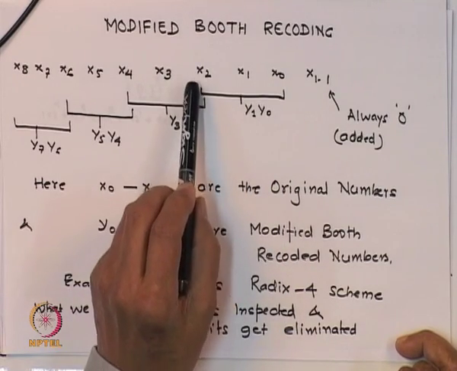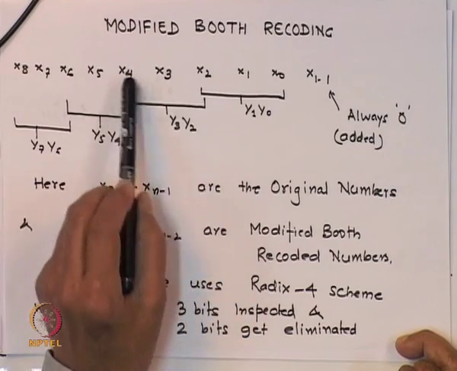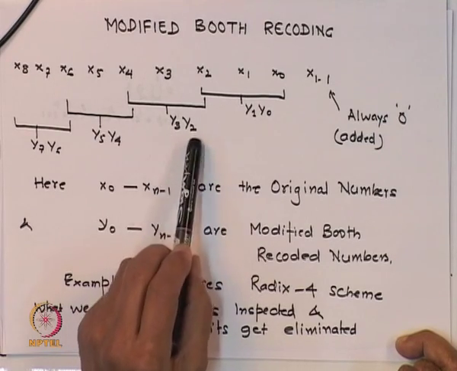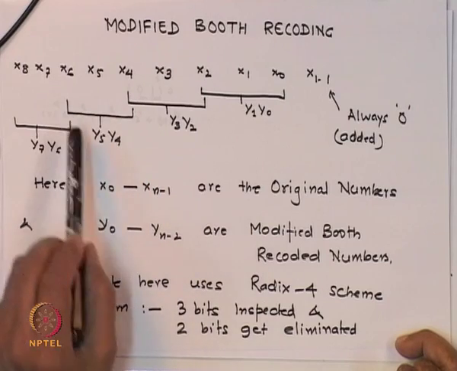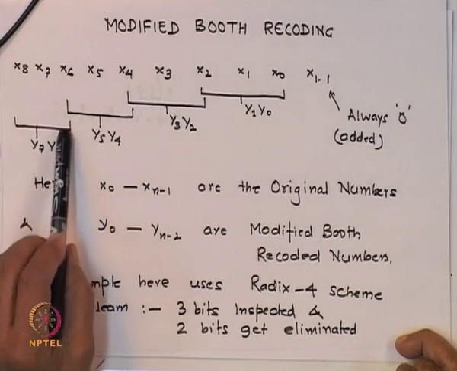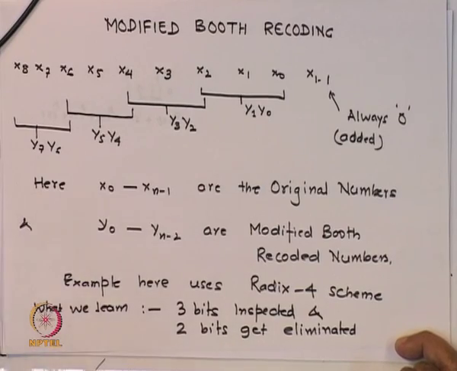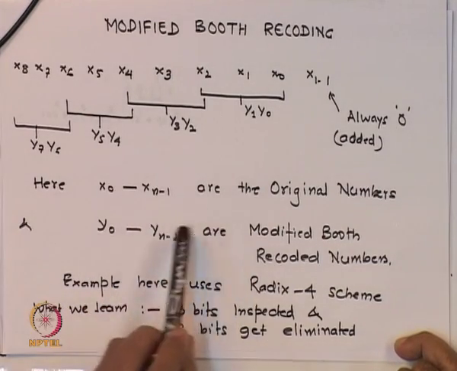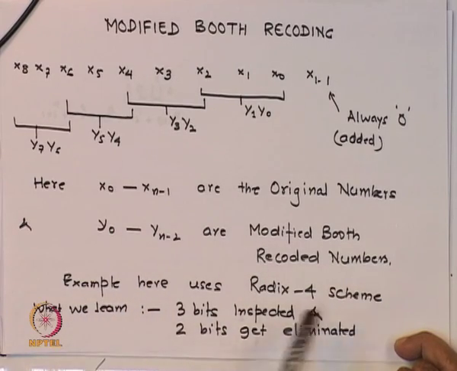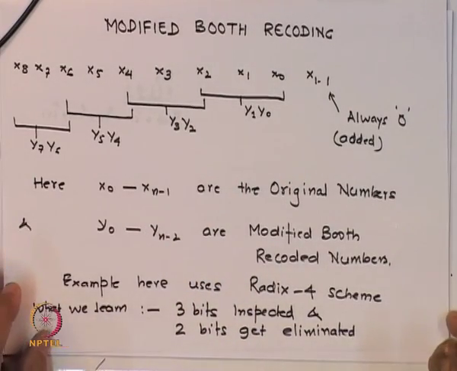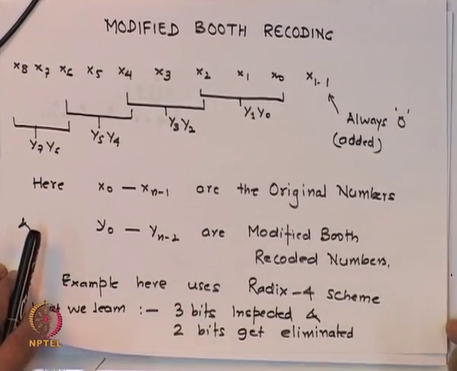So, now what I do is I take the last one once again, and now with this, even if it is 0 or 1, it will be taken care of, and then I will generate another recoded value which is y 3 y 2. I start again with x 4, go to x 6, I create y 4 y 5, I start with x 6, go to x 8 and so on and so forth, create y 6 y 7, y 8 y 9, things of that kind, all odd numbers. Finally, you have x 0 to x n minus 1 as the original number and y 0 to y n minus 2 as the modified recoded number. You can see we are using a radix 4 scheme here. We inspect 3 bits and every time, 2 bits get eliminated because the common bit is there. Now, this is essentially what Booth recoding is about.